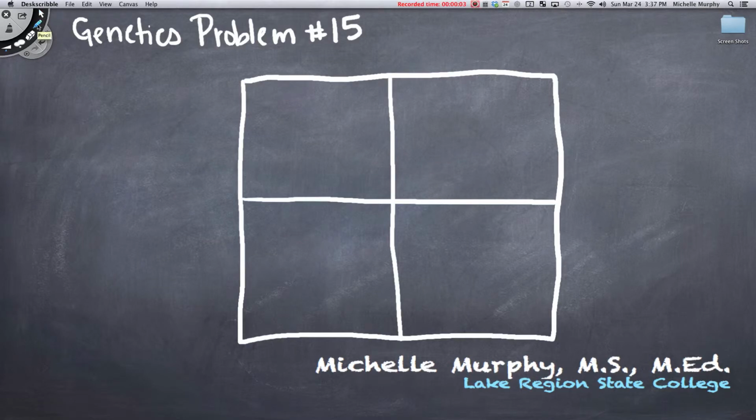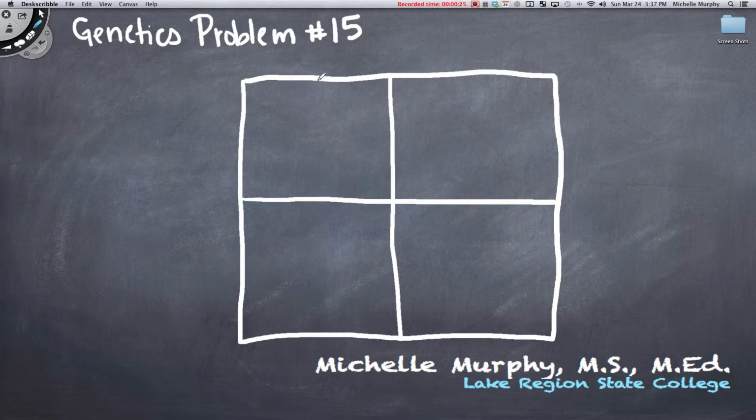Genetics problem number 15 says in Cocker Spaniels, black coat color is dominant over red and solid coat color is dominant over spotted. Give the genotypic and phenotypic ratios of the offspring for a mating between dogs heterozygous for both traits. The first thing to realize is that this is not a monohybrid cross. All the other ones we were looking at were one trait.